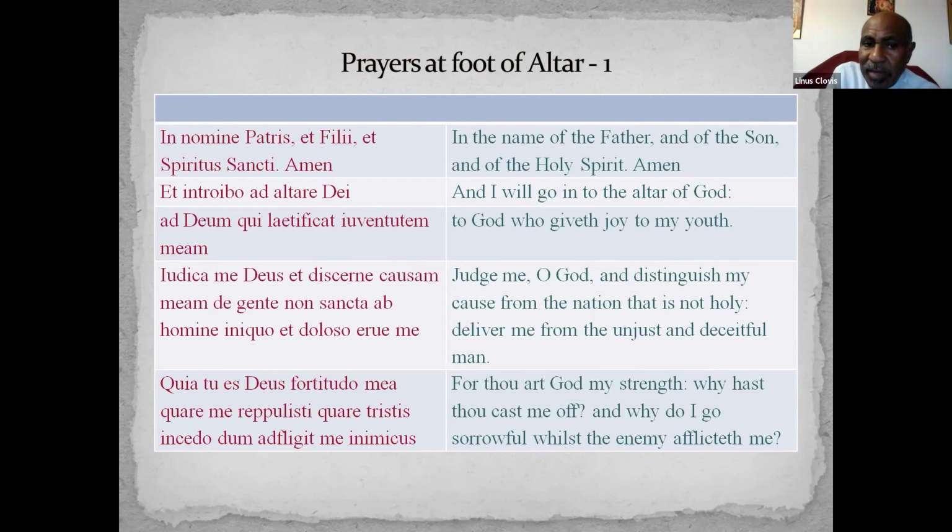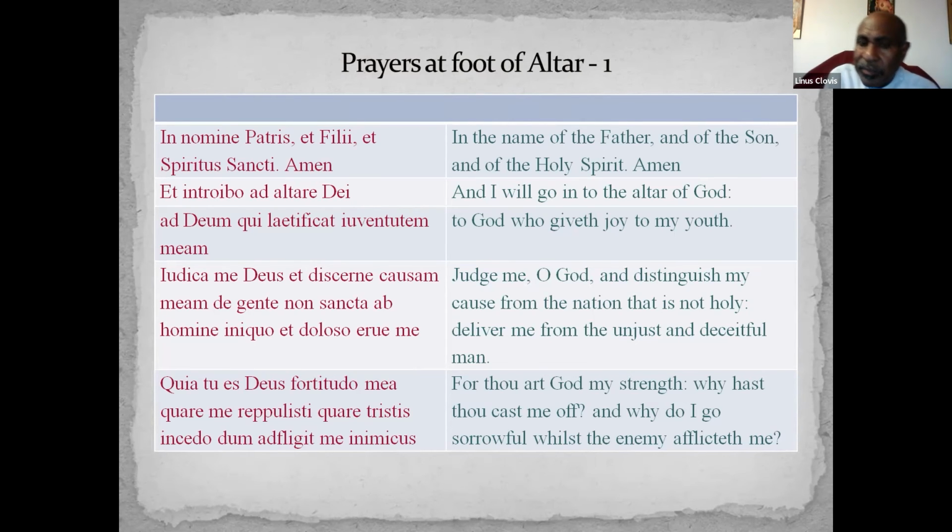Okay. Et introibo. Introibo is a verb, which we haven't done yet. Ad, so that's motion, isn't it? Ad altare. So it has to be accusative. I'm going to the altar. That's why it's altare, which is neuter. Remember we said altare is neuter.